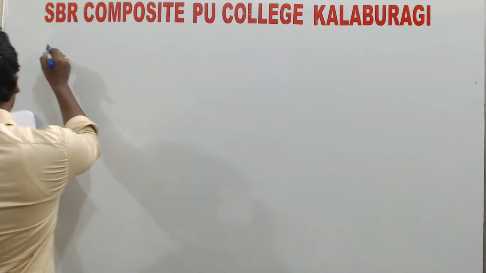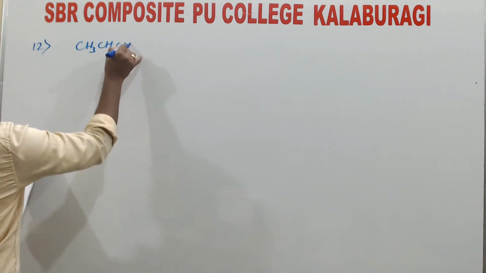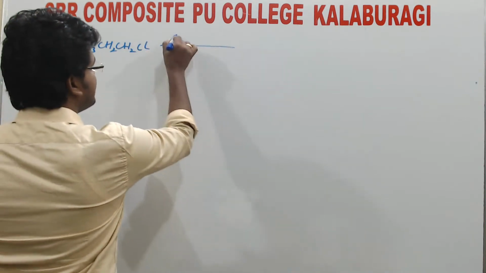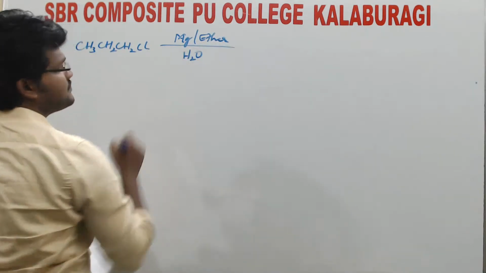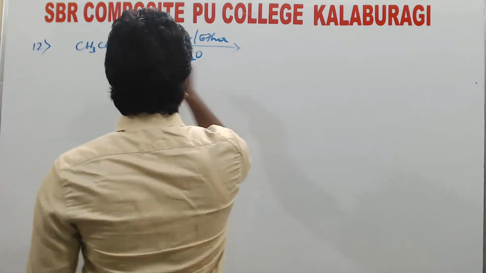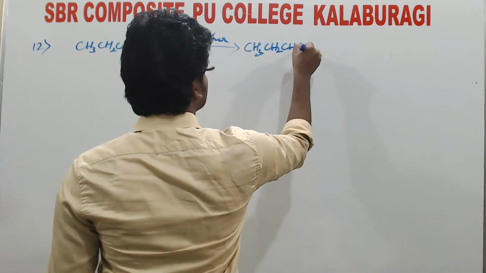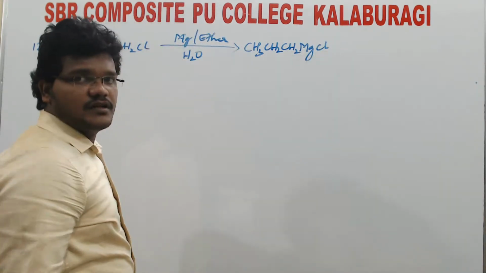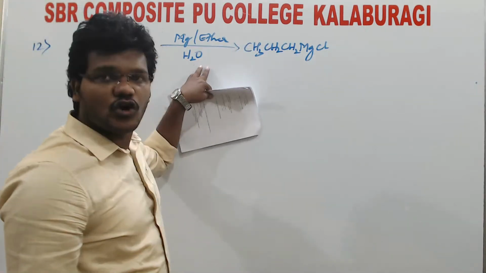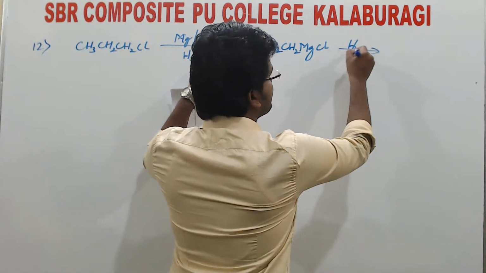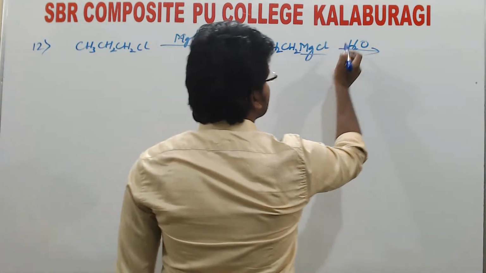Correct? So I'm talking about the 12th one. They have given CH3, CH2, CH2Cl. It is made to react with magnesium in ether, then followed by water. So when it reacts with magnesium, we know that alkyl halides are going to give you what? Grignard reagent. That is nothing but my CH3, CH2, CH2, MgCl. Followed by water, they said. Obviously, when Grignard reagent is made to react with water, here I will write H2O. Water abstracts hydrogen. This MgCl will go along with OH.